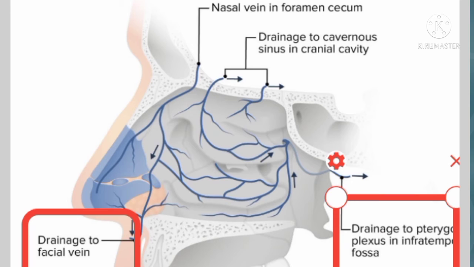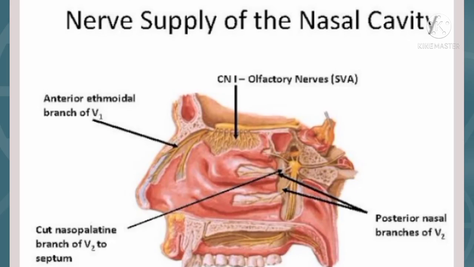Now we will talk about the nerve supply of the nasal septum. General sensory nerves from the trigeminal nerve are distributed to the whole of the septum. As you can see in the figure, the anterior superior part of the nasal septum is supplied by the internal nasal branch of the anterior ethmoidal nerve.